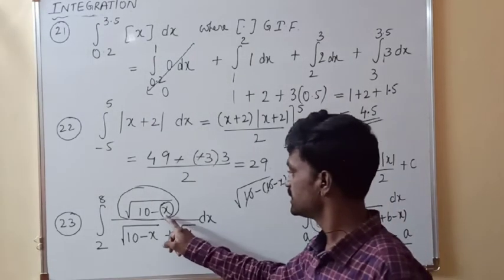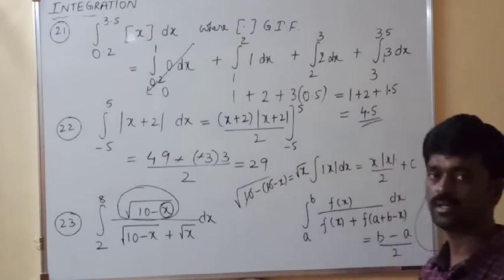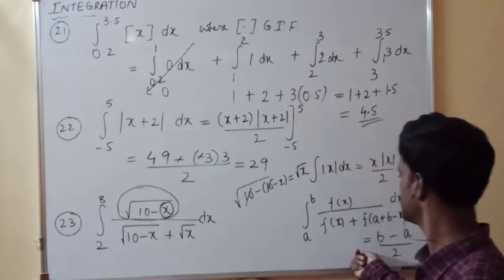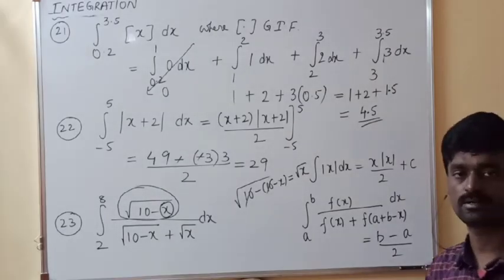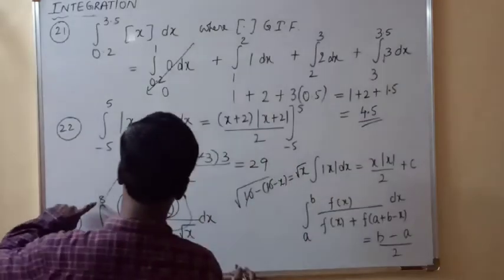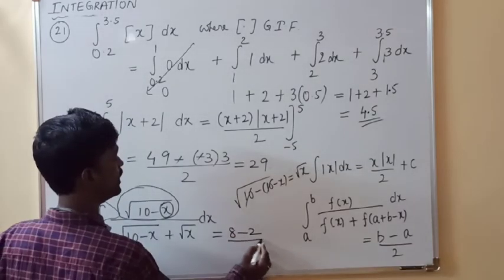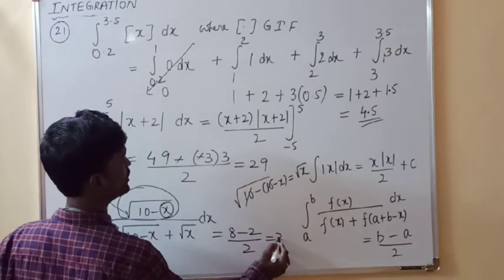That means if you take this as f of x, then this root x becomes what? f of a plus b minus x. That means the given integral is in this form. So according to this shortcut formula, what is the answer? Upper limit 8 minus lower limit 2, divided by 2. 6 by 2, how much? 3.